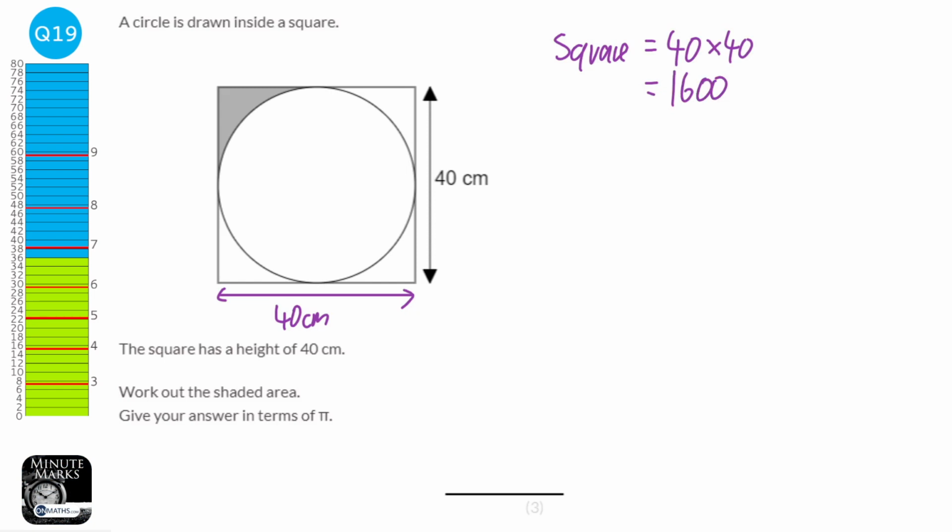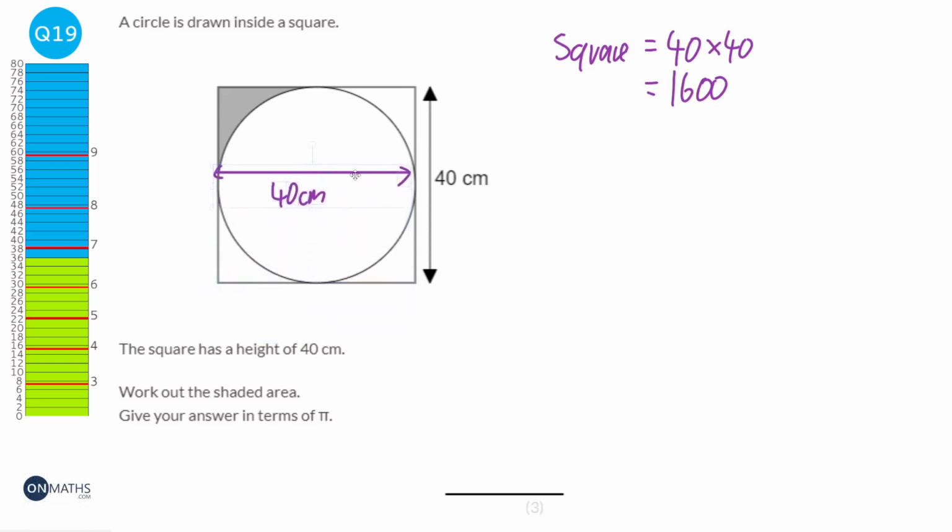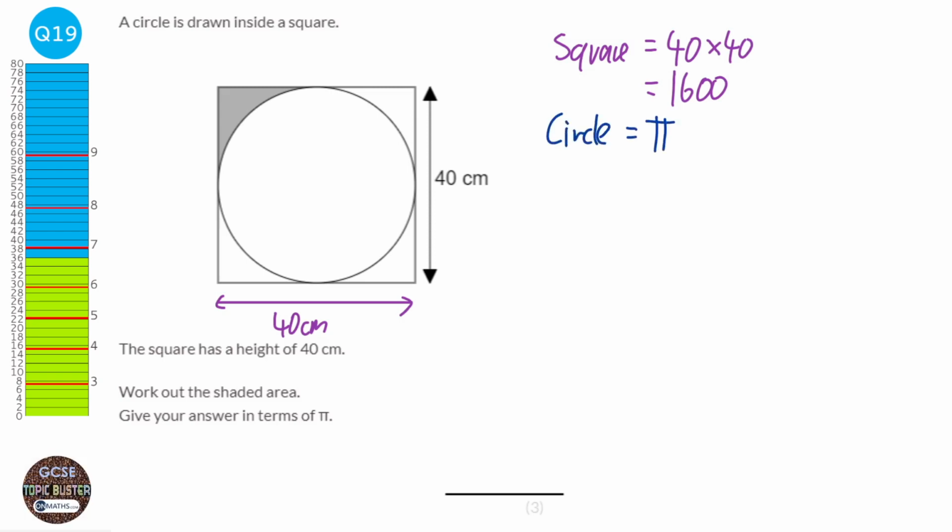The next thing we're going to do is work out the area of the circle, but to do that, we need to work out what the diameter of the circle is. And if you notice, the diameter of the circle is just 40, the same as the width of the square, or height of the square. So if the diameter is 40, the radius would be 20. So for the area of the circle, we're going to do pi times the radius, which is 20 squared, and 20 squared would be 400, so this will be 400 pi. This question's asking us to leave it in terms of pi, so we're going to do that.